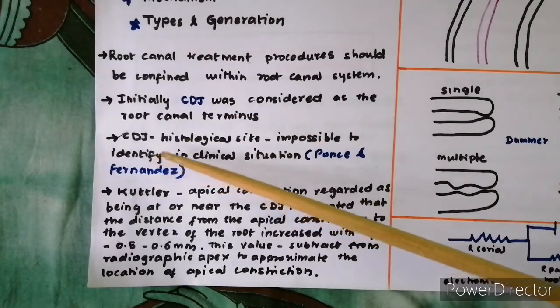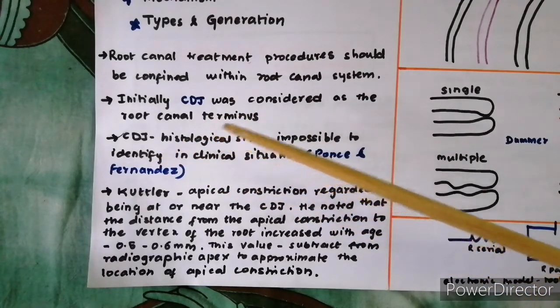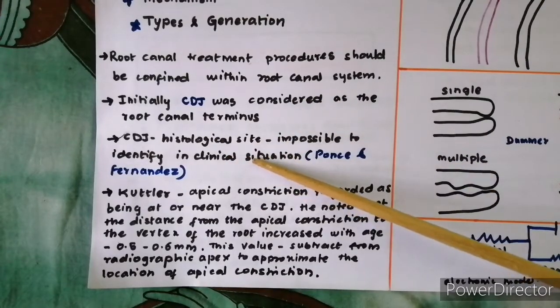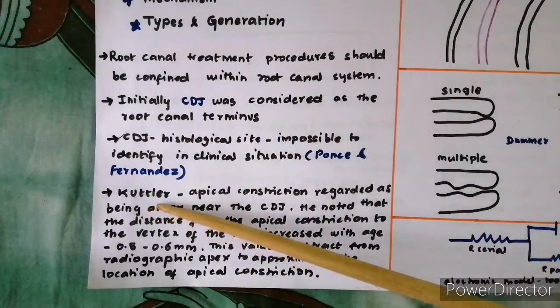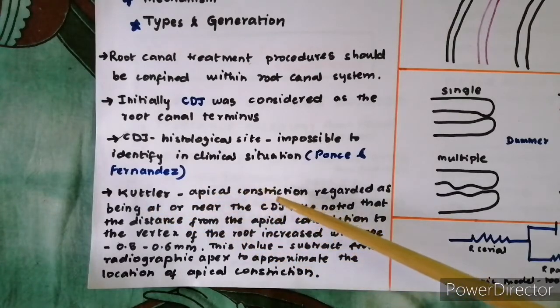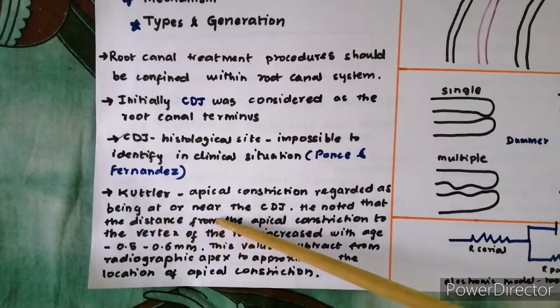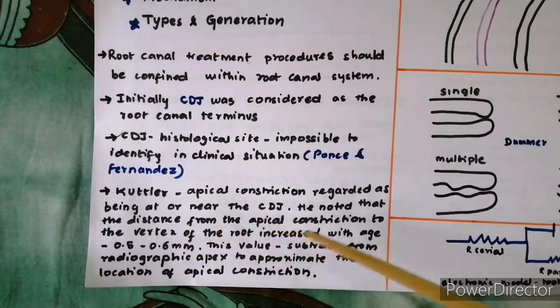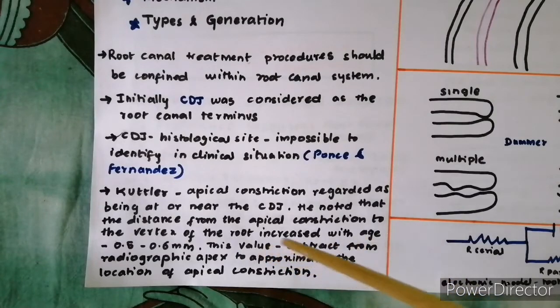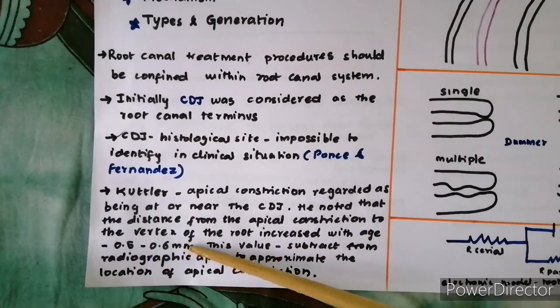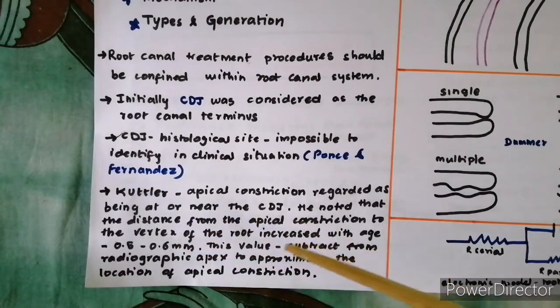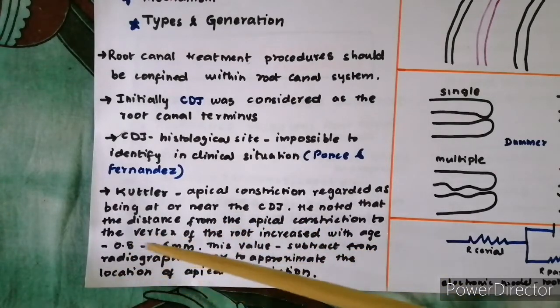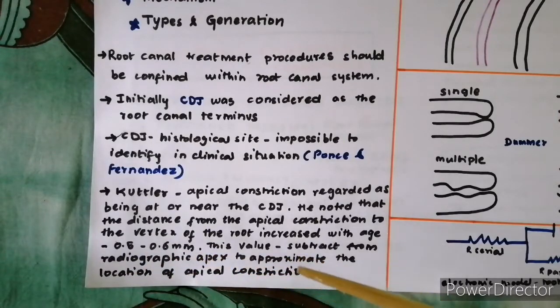But the cemento-dentinal junction is a histological site, so it is actually impossible to identify it in a clinical situation. This is an important study by Cutler. Apical constriction is regarded as being at or near the cemento-dentinal junction. He noted that the distance from the apical constriction to the vertex of the root increased with age, and usually it is around 0.5 to 0.6 mm. With age it is actually increasing, and this value has to be subtracted from the radiographic apex to approximate the location of the apical constriction.